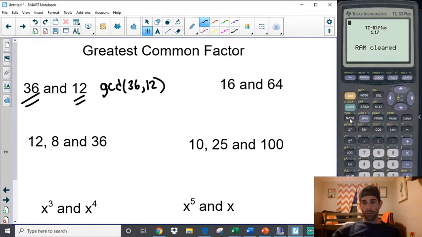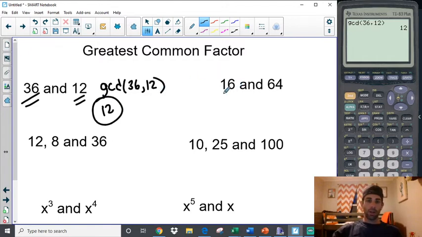So I'd come over to my calculator here. You're going to hit math, and then you're going to push number 9, or you can go down to number 9 and hit enter. And you see it's GCD. Then you're going to put in 36, comma, here's your comma button right above 7, 12. Then close your parentheses and hit equals. So the GCD here is 12. That's how you do GCD from the coefficients.